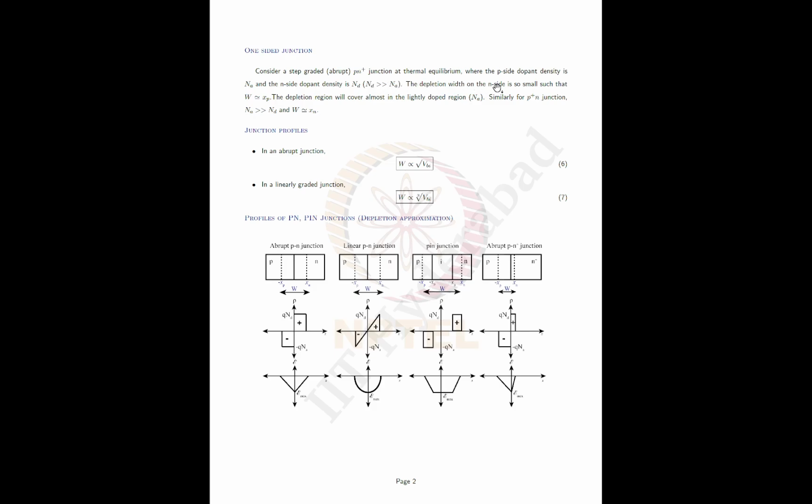The depletion width on the N side is so small that the depletion width almost equals XP. The depletion region will lie almost entirely in the lightly doped region, which is Na in this case. Similarly, for a P plus N junction, Na is greater than Nd, and then W equals Xn.